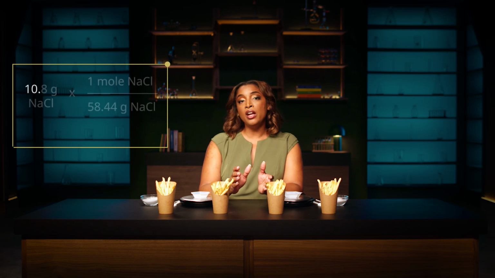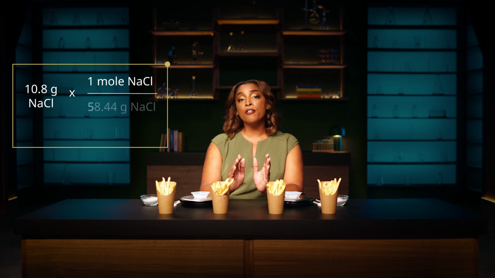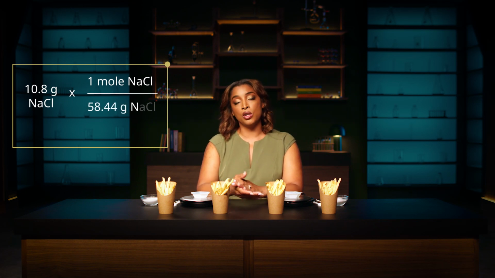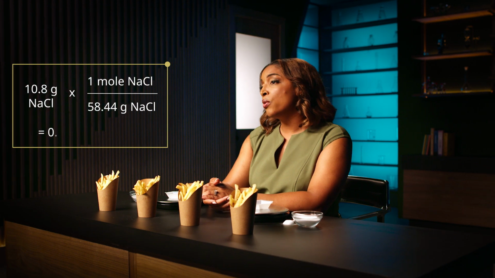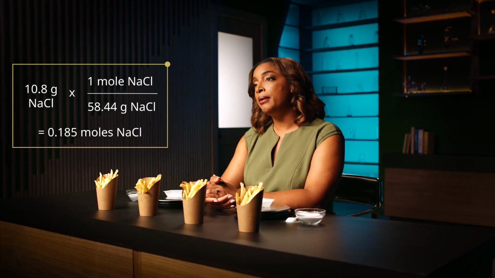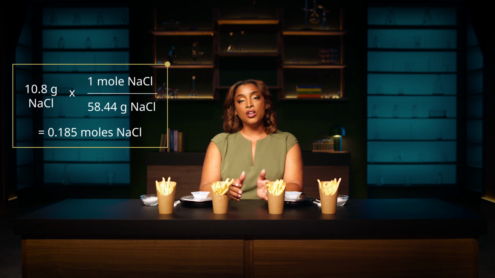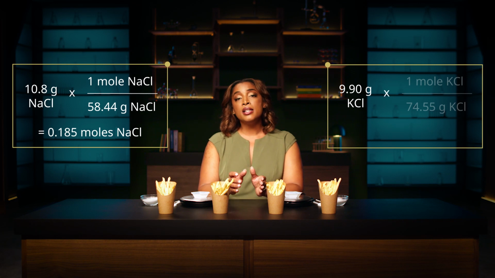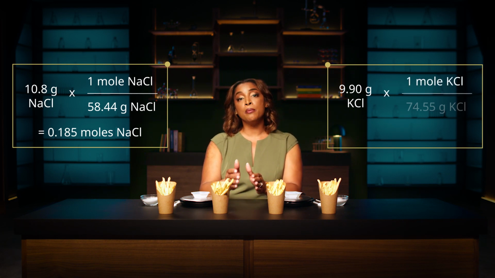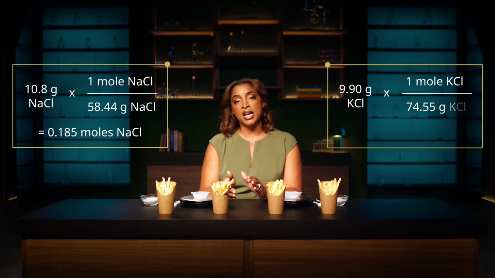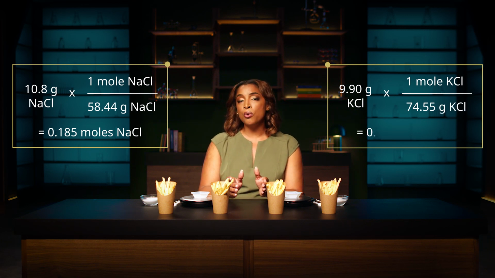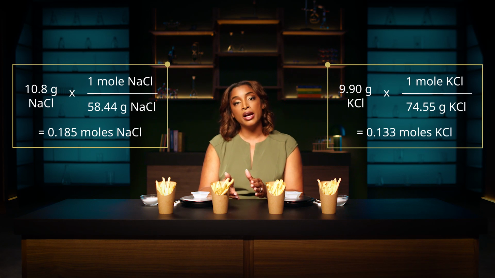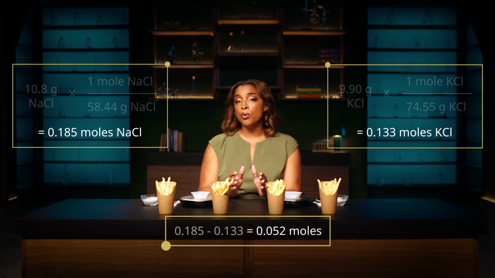So we have 10.8 grams sodium chloride times 1 mole of sodium chloride per 58.44 grams of sodium chloride, giving us 0.185 moles sodium chloride. Similarly, we can calculate the moles of potassium chloride. 9.9 grams potassium chloride times 1 mole potassium chloride per 74.55 grams potassium chloride gives us 0.133 moles potassium chloride. That's a difference of 0.052 moles between our two samples.